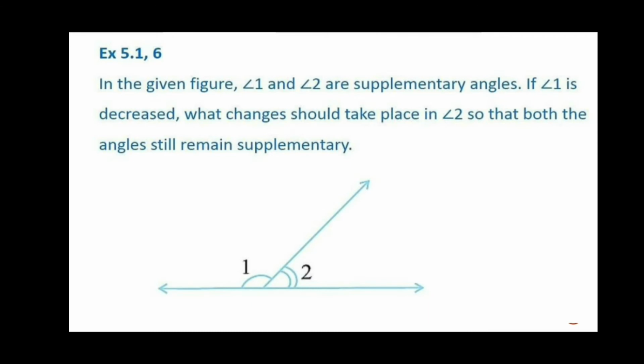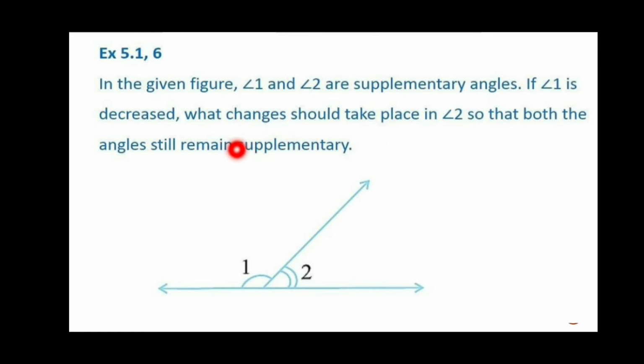Now in the next question, question number 6, you can see in the given figure angle 1 and angle 2. So this is angle 1, this is angle 2, and both these angles are making a straight line, and hence they are supplementary angles. If angle 1 is decreased, what changes should take place in angle 2 so that both the angles still remain supplementary?